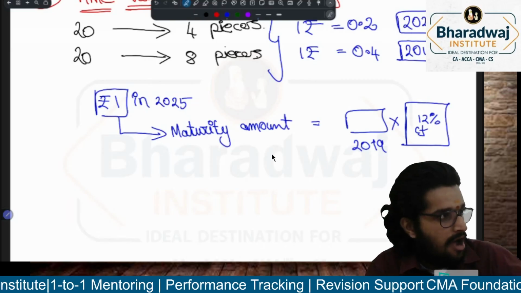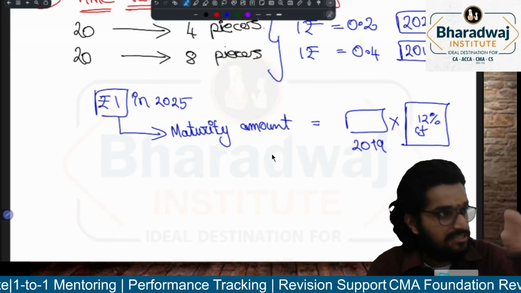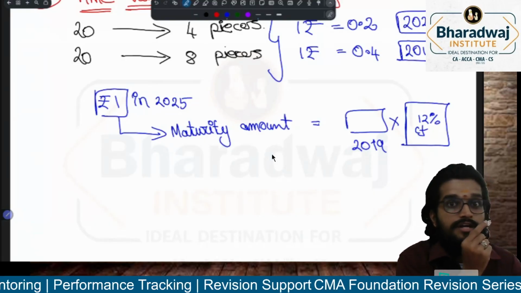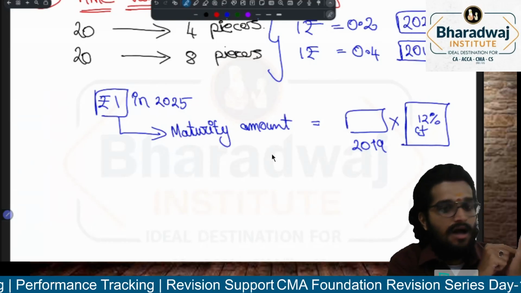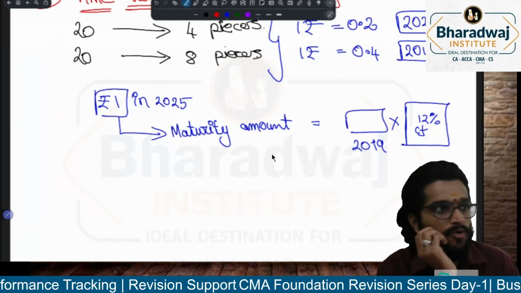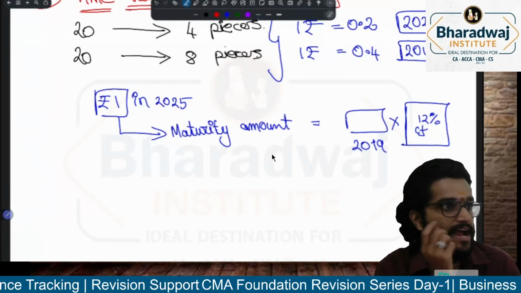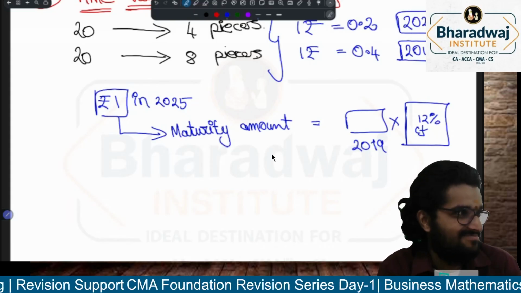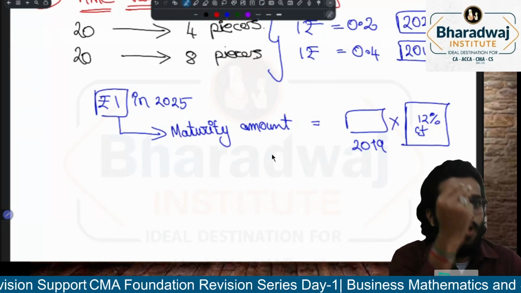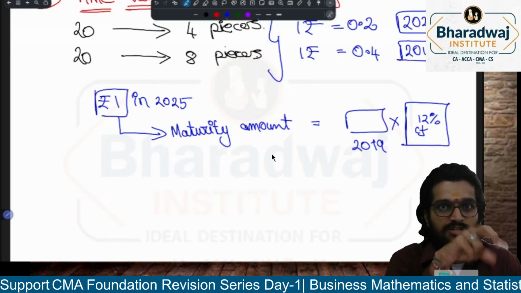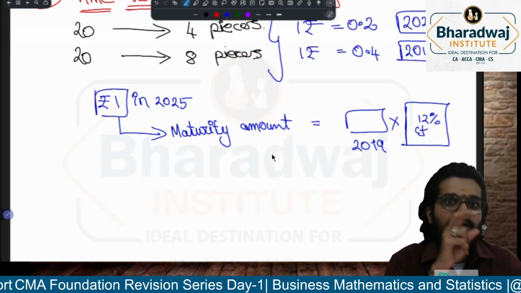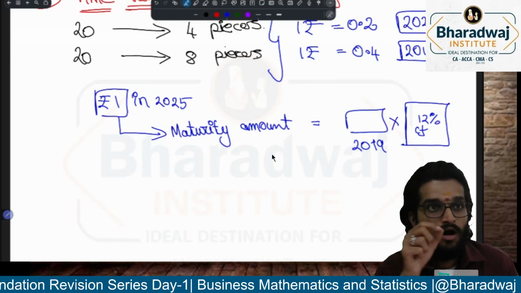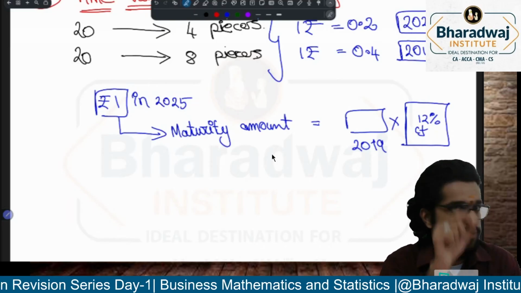What is the amount I should have invested in 2019 at a rate of interest of 12% compound interest per annum, so that I will get 1 rupee now? My question is, what's the principal value I should have invested way back in 2019 at 12% compound interest to get a maturity amount of 1 rupee now?